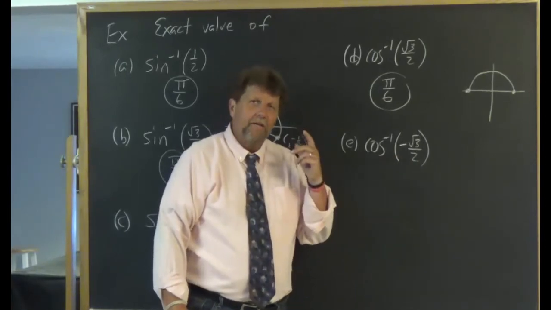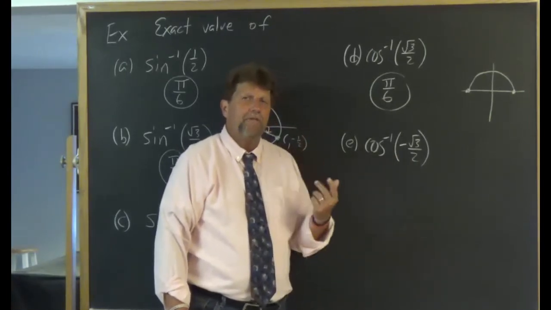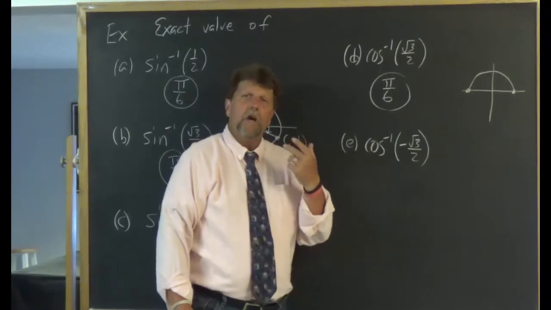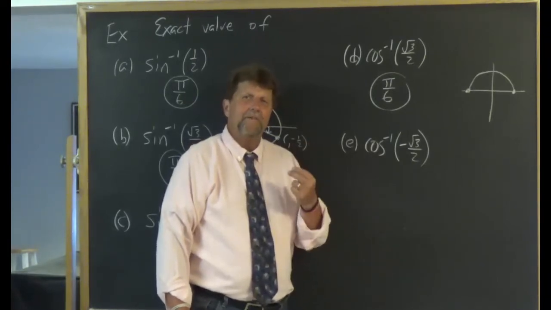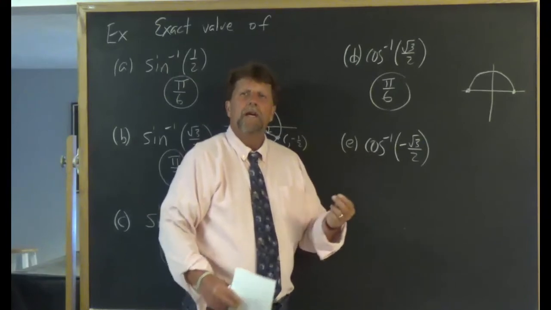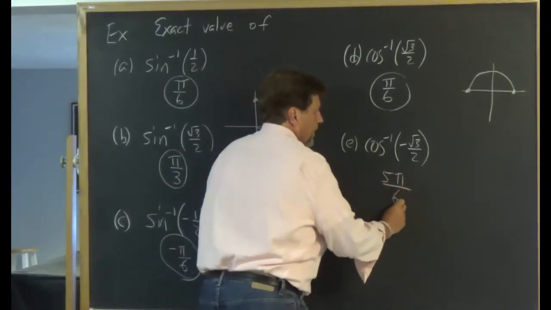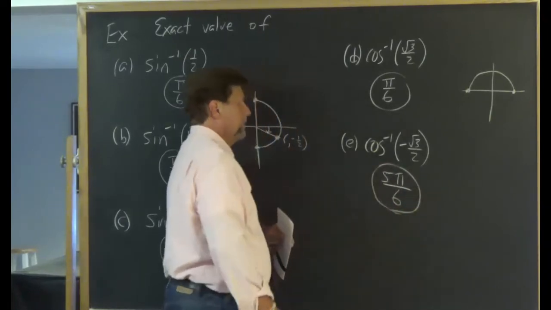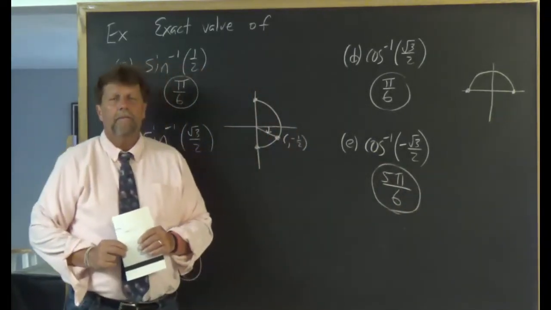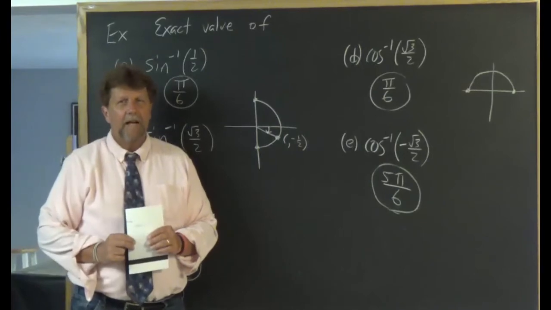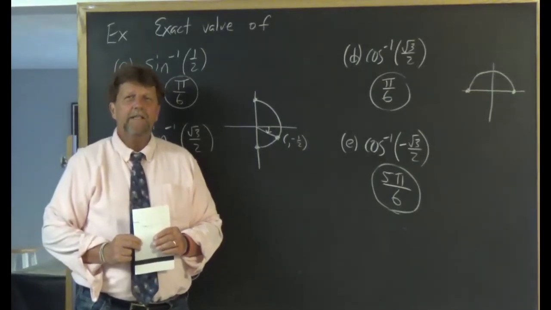So I'm thinking, I've got to find an angle on the top half of the unit circle. Then when I do the cosine of that angle, I get negative square root 3 over 2. And that angle would be 5 pi over 6. Let's head back to the slides and see what the next topic is.